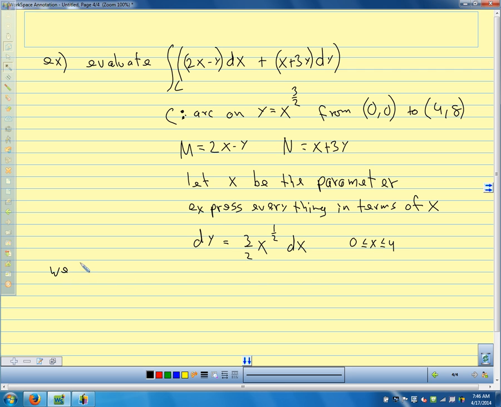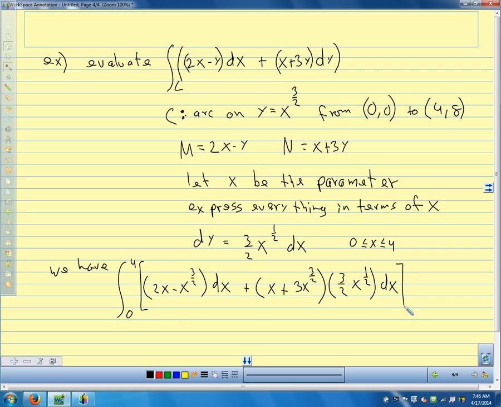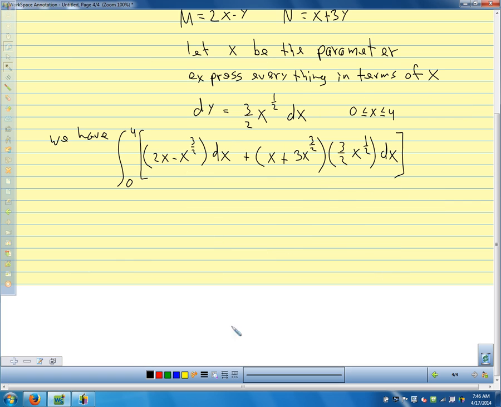So we end up with the integral from 0 to 4 of 2x minus x to the 3/2 dx, plus x plus 3x to the 3/2, and then here's my dy, times 3/2 x to the 1/2 dx. So there's my entire integral. I just end up with this nice integral in terms of x.